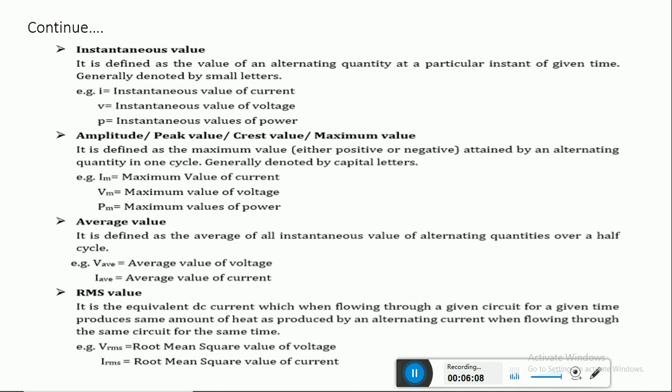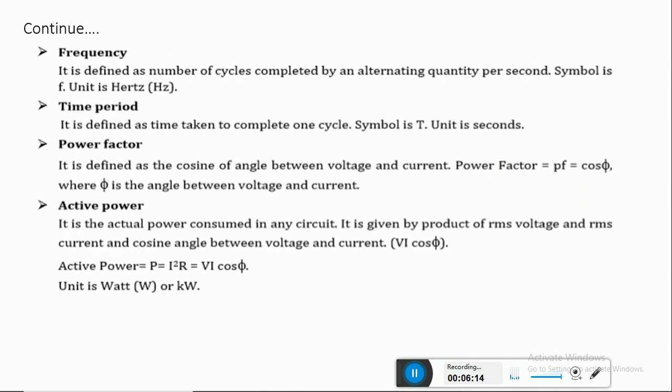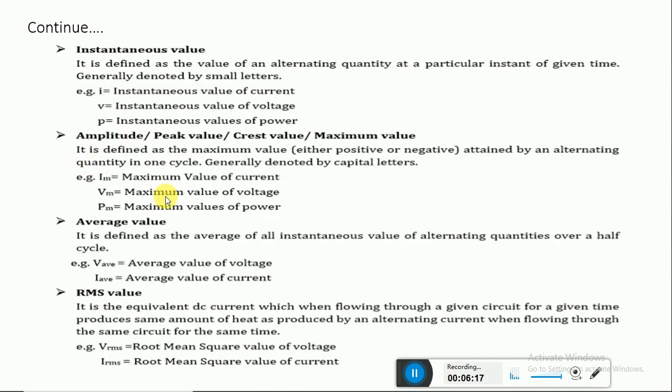Now the next term is RMS value. See, whenever we have a DC circuit and an AC circuit, when we pass DC current through any element for a particular time interval, then whatever heat is generated by that DC current, suppose we want to generate the same heat. It is the equivalent DC current when flowing through a given circuit for a given time.